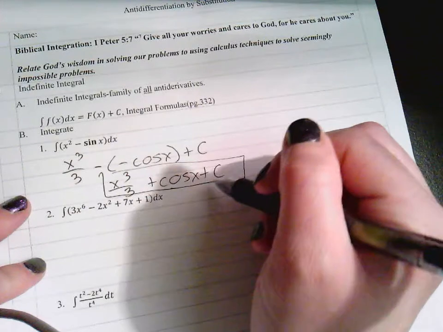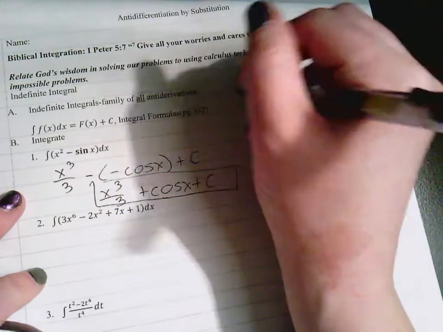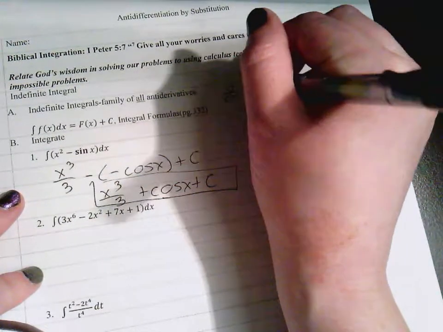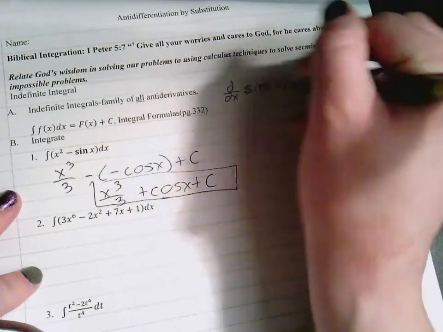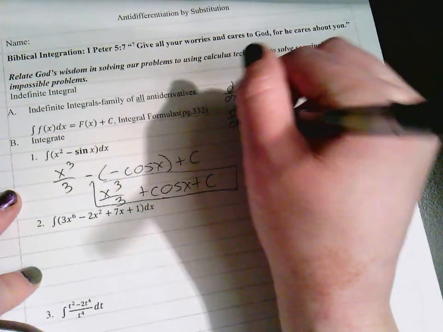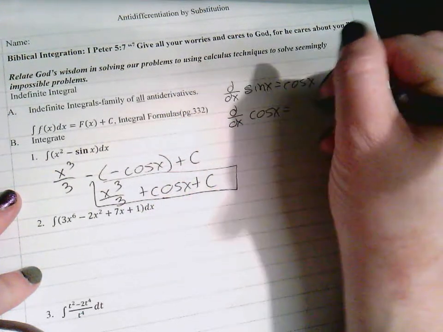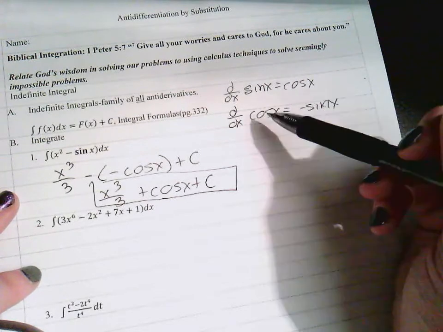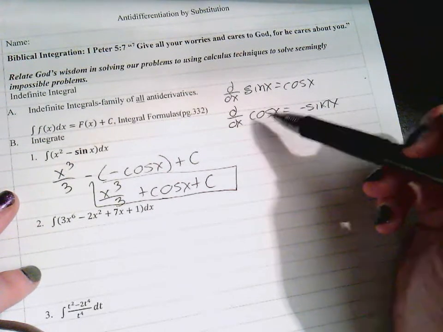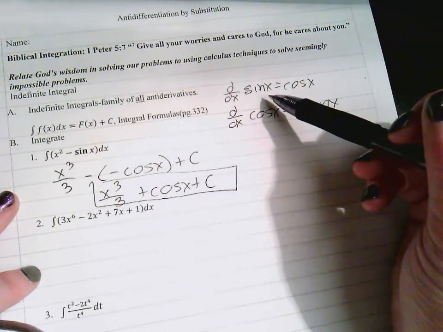If you're confused how I got cosine x, what I like to do is the derivative up here, because I know the derivative of sine x equals cosine x, but the derivative of cosine x is negative sine x. So if I'm integrating a sine x, it's going to be a negative cosine x. And if I'm integrating cosine x, it's going to be a positive sine x.